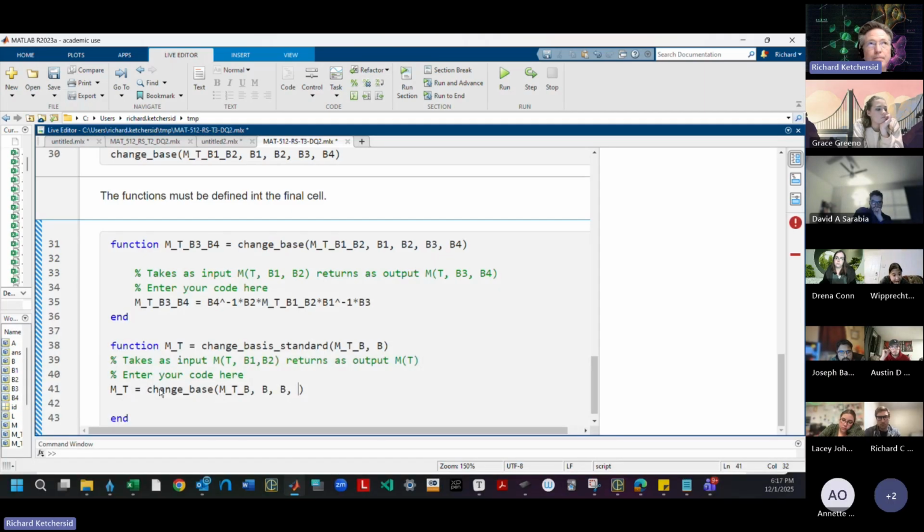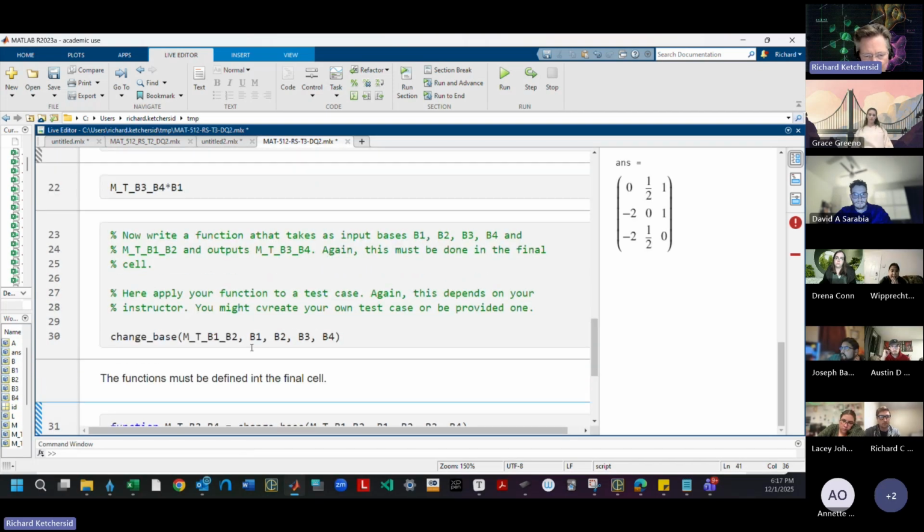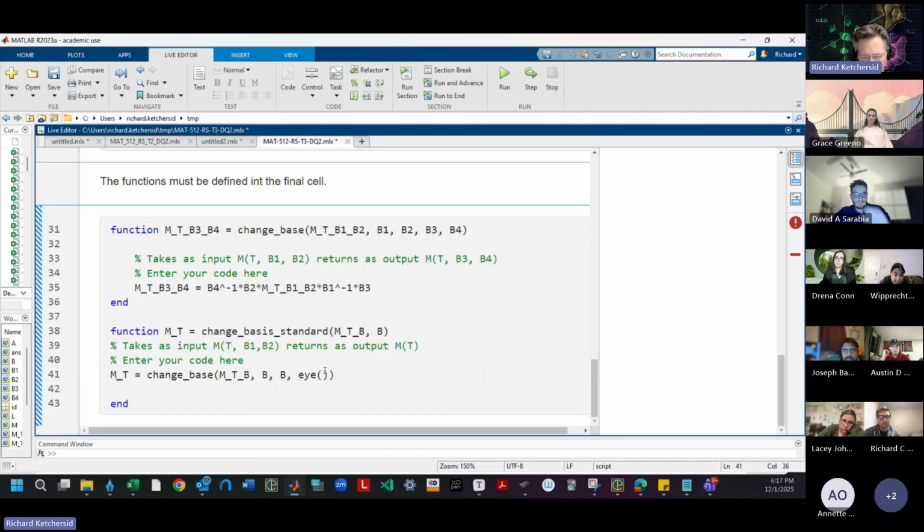So how can I do that? Can I do like I? How do I make the identity matrix? Sorry, maybe I don't want to do this in real time. I'm trying to think, how can I make the identity matrix a function of B?